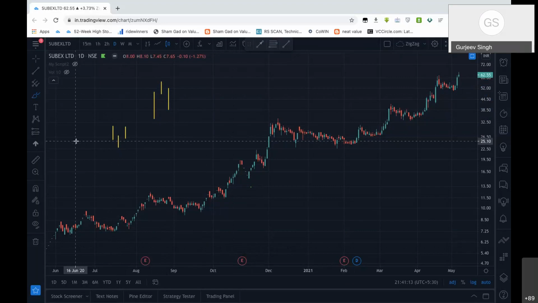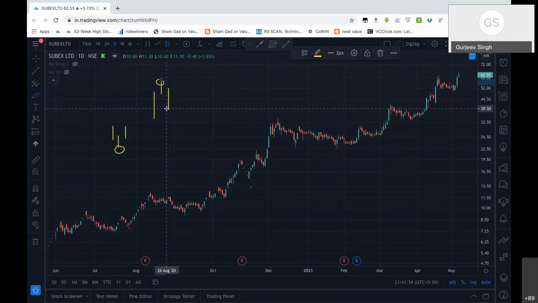So the swing point was, we need three candles like this, where today's low is higher than yesterday's low, and the day before yesterday's low is also higher than yesterday's low. So my point of reference is this point. Similarly, if I reverse this equation, my point of reference is this point: today's high is lower than yesterday's high, and the day before yesterday's high was lower than yesterday's high. So these were swing highs and swing lows.